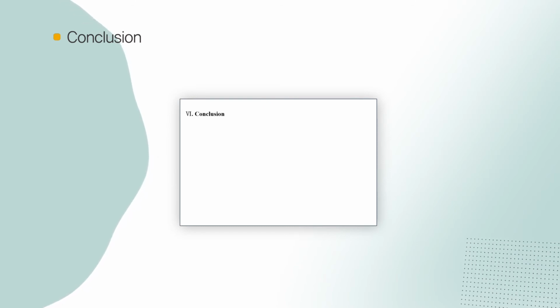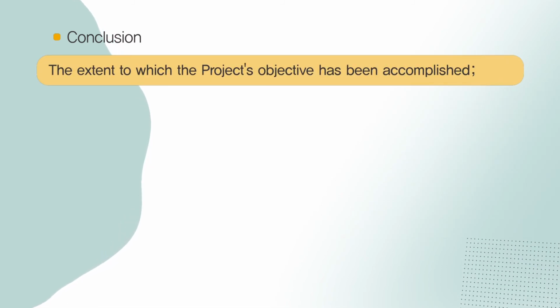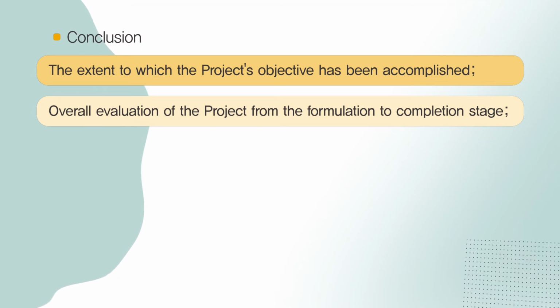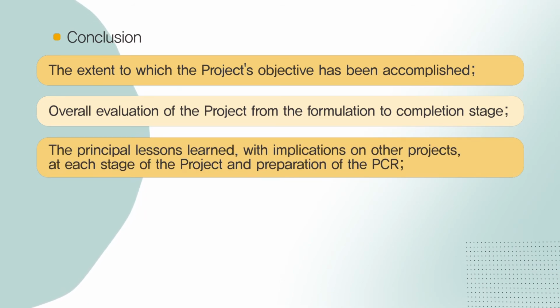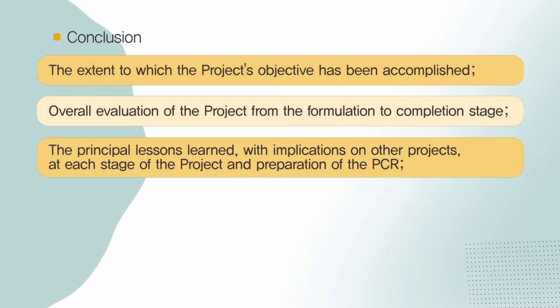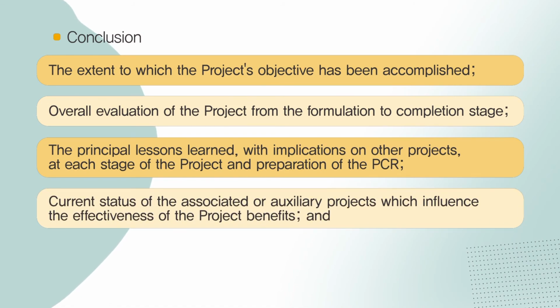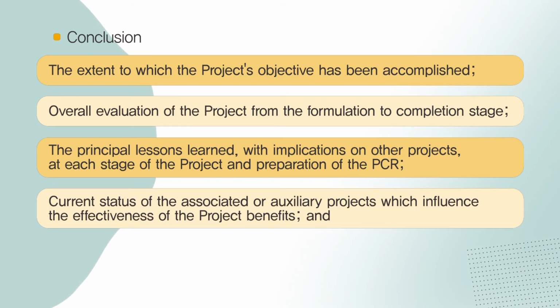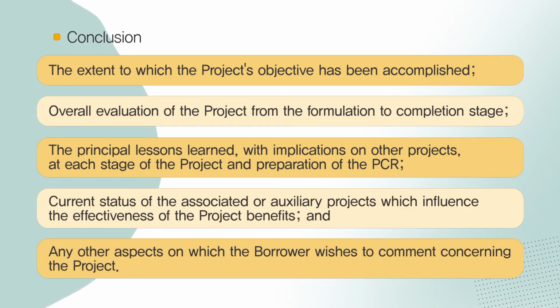So, it usually contains the following: the extent to which the project's objective has been accomplished, overall evaluation of the project from the formulation to completion stage, the principal lessons learned, with implications on other projects, at each stage of the project and preparation of PCR, current status of the associated or auxiliary projects which influence the effectiveness of the project benefits, and any other aspects on which the borrower wishes to comment concerning the project.